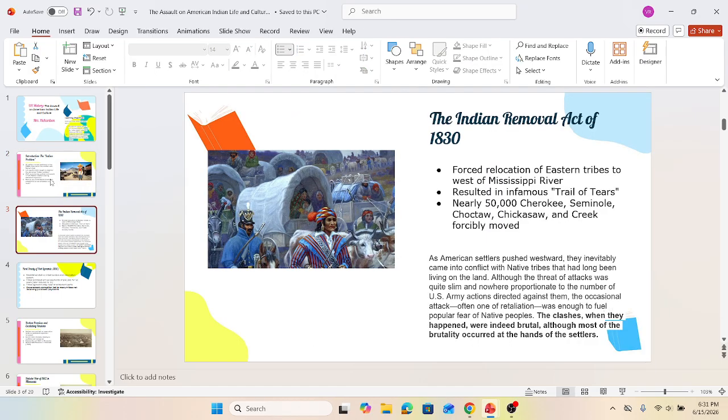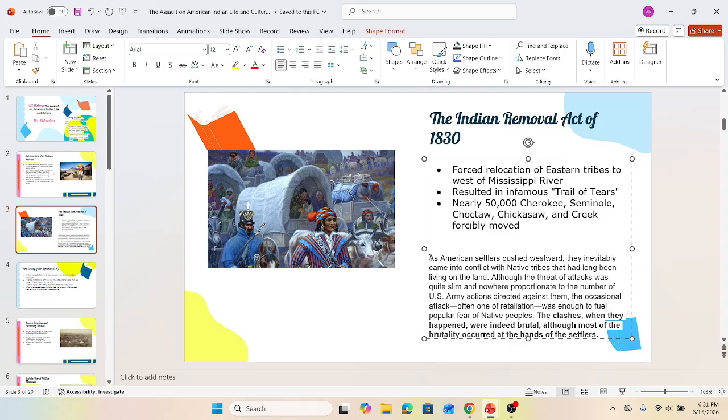The Indian Removal Act of 1830 is covered more thoroughly in another lesson, but just as a reminder, this was a forced relocation of Native American tribes on the eastern side of the Mississippi River, forcing them to move west of the Mississippi River, removing them from the lands that had been promised to them because the U.S. government wanted that land for American settlers. This resulted in the infamous Trail of Tears, where nearly 50,000 Cherokee, Seminole, Choctaw, Chickasaw, and Creek were forcibly moved, and many thousands of them died.